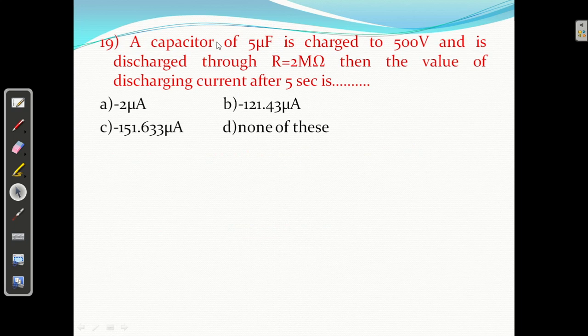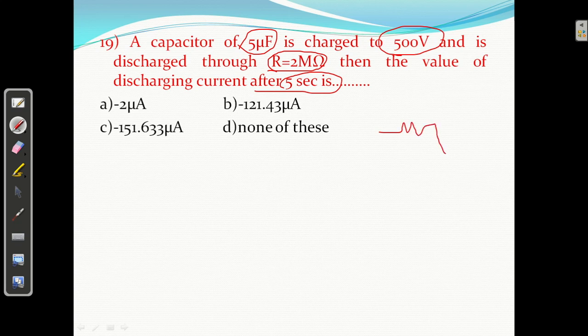Nineteenth. A capacitor of 5 microfarad is charged to 500 volt and is discharged through R equal to 2 mega ohm. Then find the value of the discharging current after 5 seconds. This is a discharge circuit. So this is R and this is C, 5 microfarad.